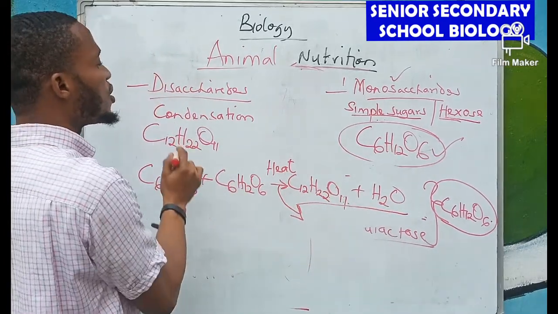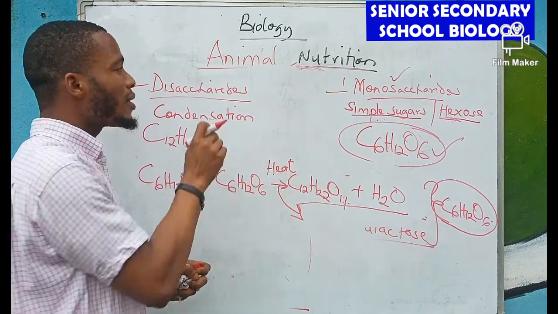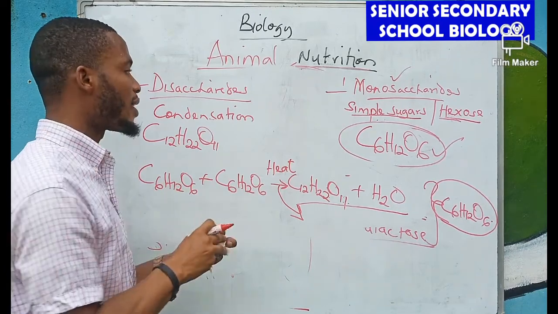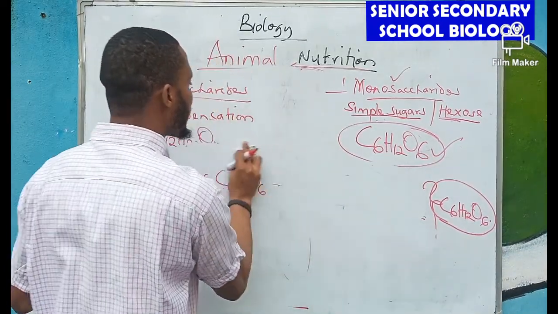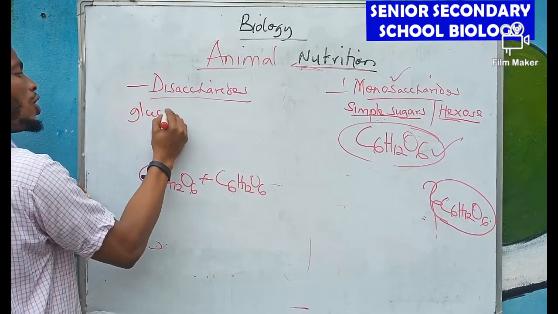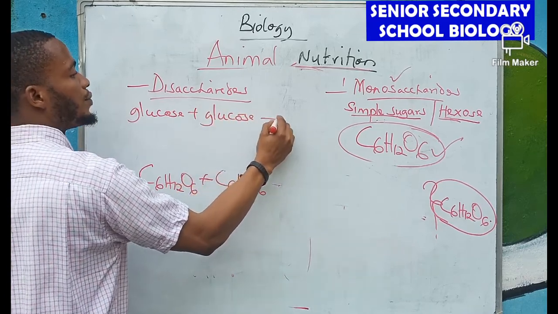So during condensation, you heat two monosaccharides to give you a disaccharide. And the thing about this disaccharide is that two specific monosaccharides must give you a particular disaccharide. Now let's go. We have glucose. When you heat two monosaccharides, glucose plus glucose will give you maltose.